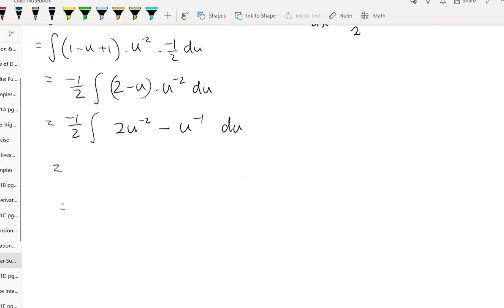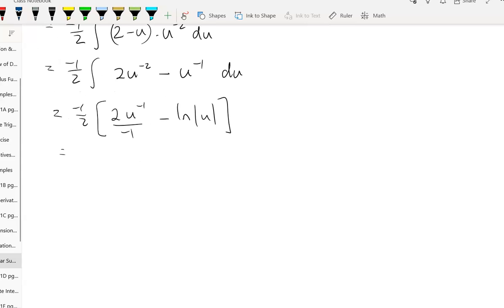And now we just integrate. So minus a half, times 2, u to the minus 2 would become u to the minus 1 over negative 1. And the integral of u to the minus 1 is ln of u. Putting absolute value signs is a good habit to be in. So if we just multiply this out now, the negative a half over 2 is just going to cancel, and so I'm going to have 1 over u, minus ln u.